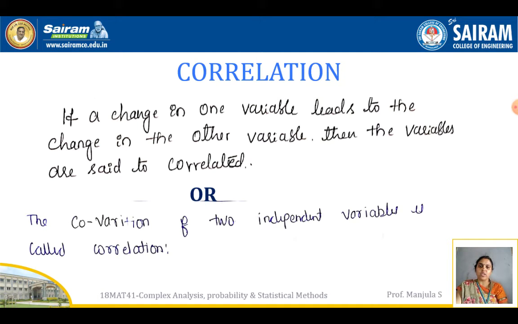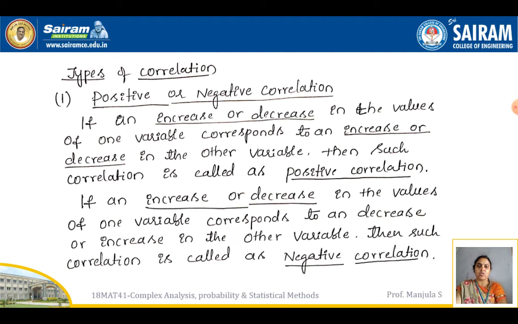If a change in one variable leads to a change in the other variable, then the variables are said to be correlated. For example, x and y: if you increase the values of x, then y should also change. Only then can we say that the two variables are interrelated. In another way, we can define the correlation of two independent variables as correlation.